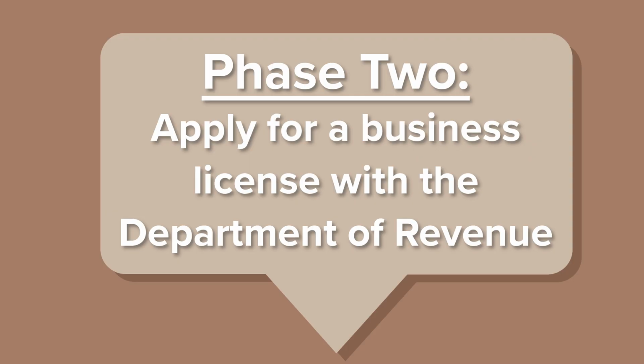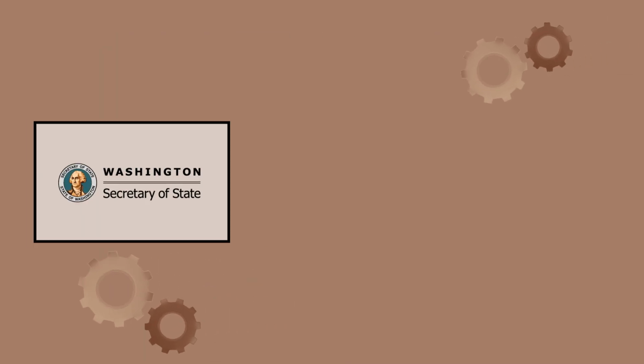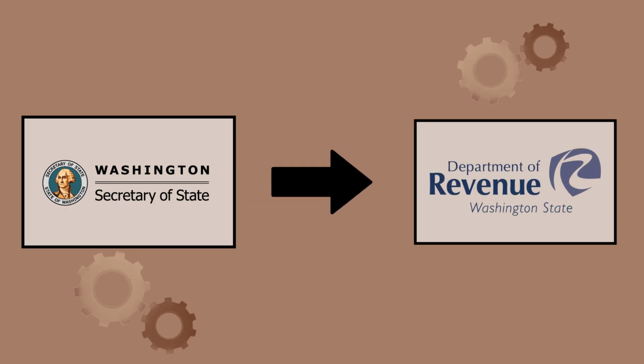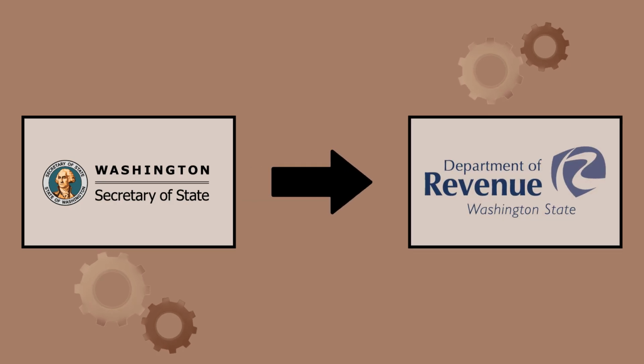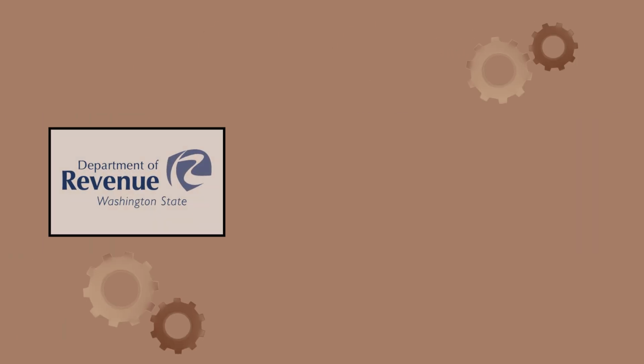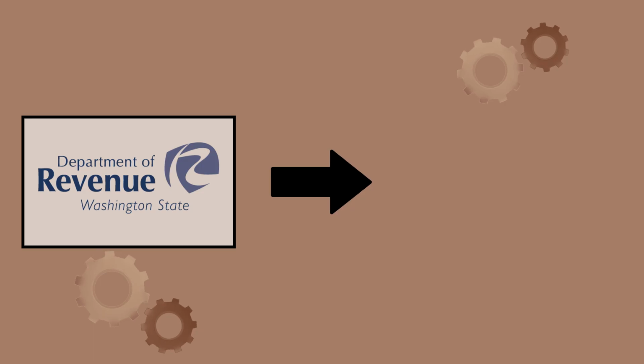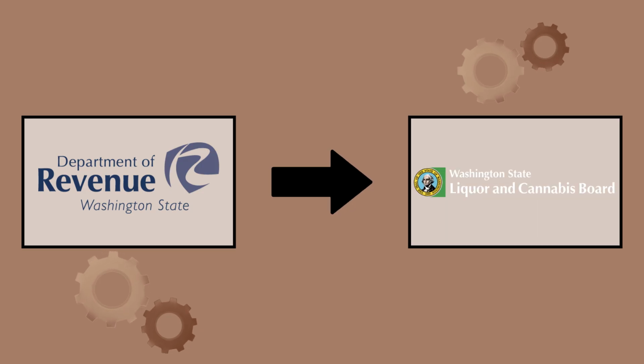Phase 2, apply for a business license with the Department of Revenue. Once you have registered your business with the Secretary of State, you will need to apply for a business license through the Department of Revenue's Business Licensing Service System, also known as BLS. After you've registered your business and applied for your business license, your application will be forwarded to the LCB to begin the cannabis licensing process.